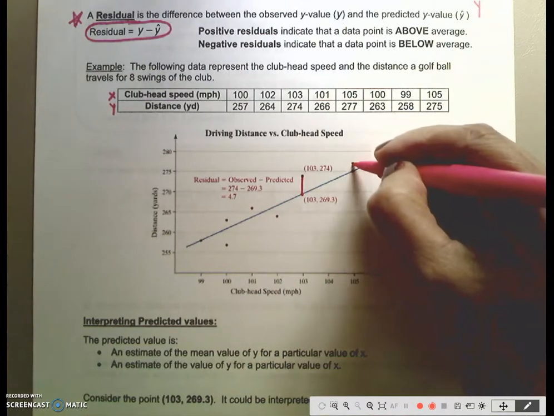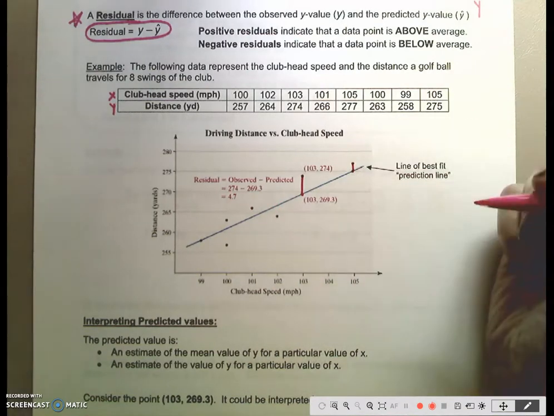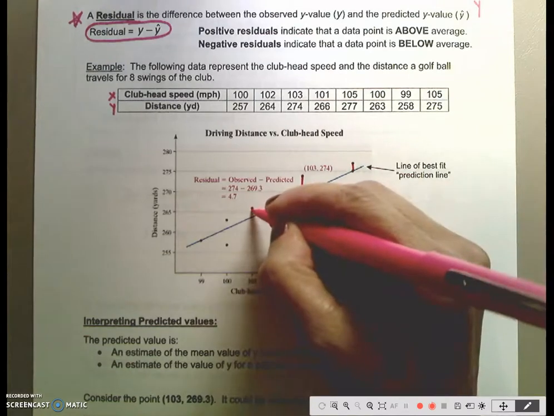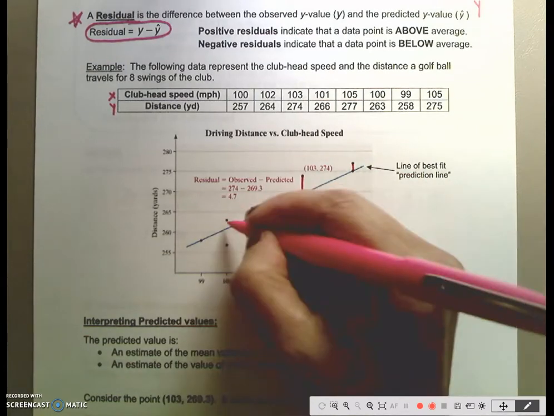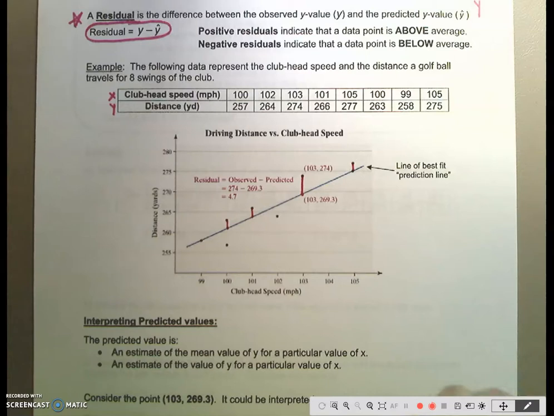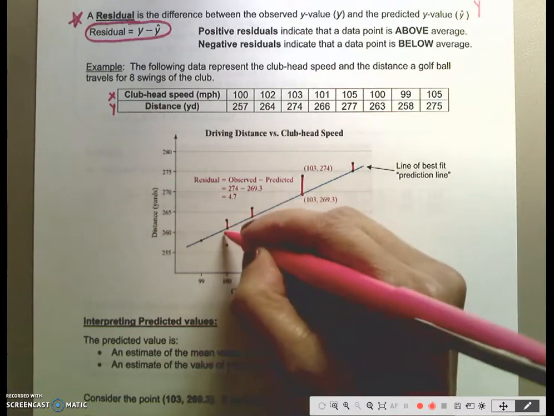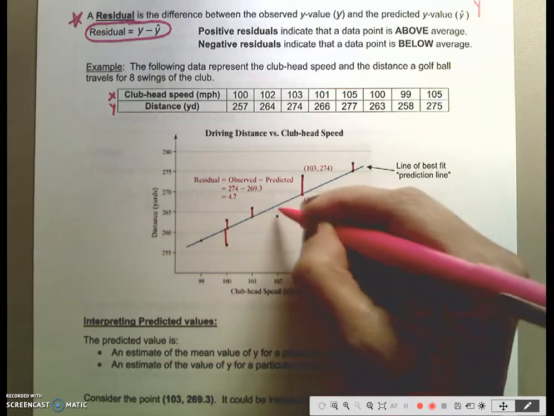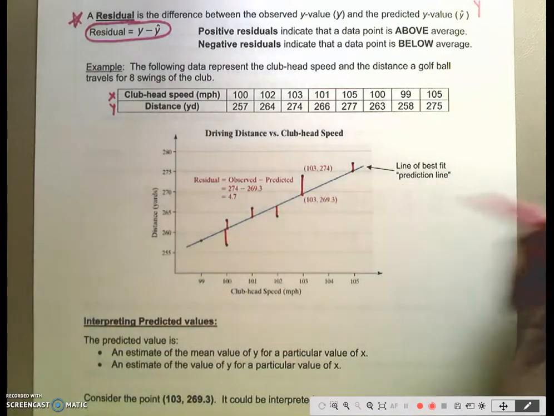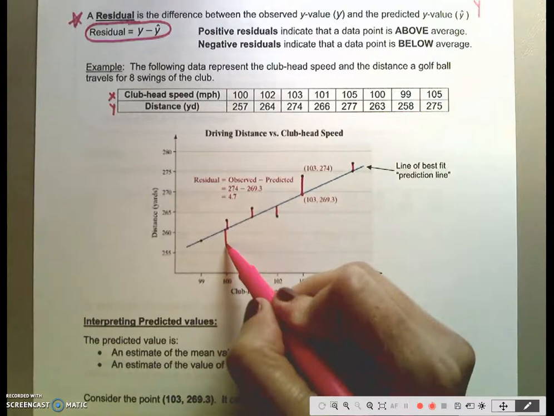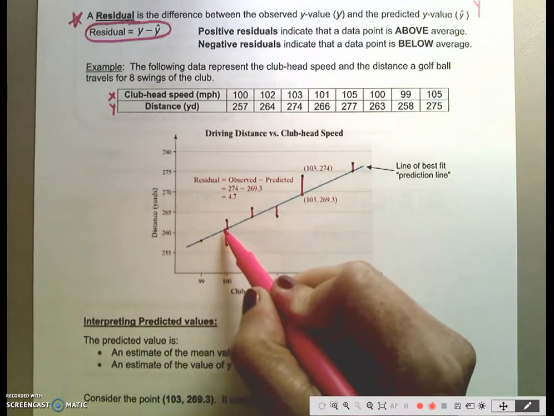Here's another place where you were above average. Here's another golf ball that was above average. Here's another one that was above average. And all these balls that are below the line, those would have negative residuals. You see how they hang below the line? So the ball didn't go as far as we thought it was going to.